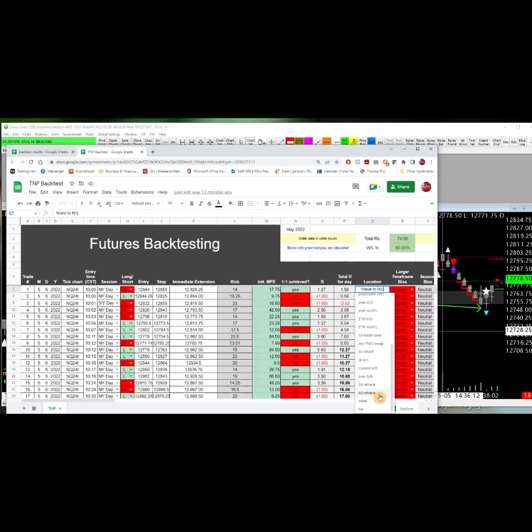Then I've got the 50 and 62 retrace. Obviously this is 61.8, but it's just faster to say 62. And then I've got a catch-all for other. And then, of course, the NA for the trade where you didn't have any reason to be taking it location-wise. So we'll just put that as NA.